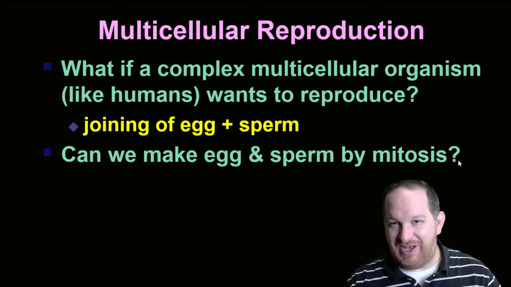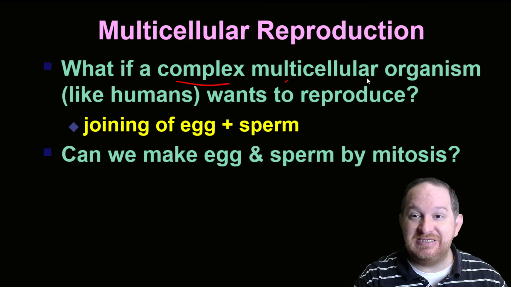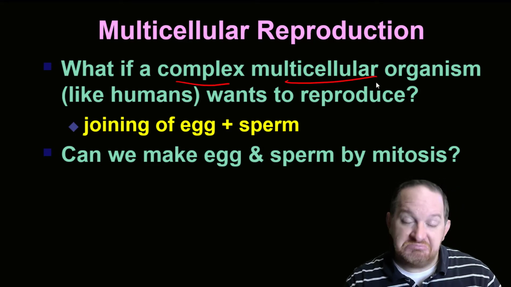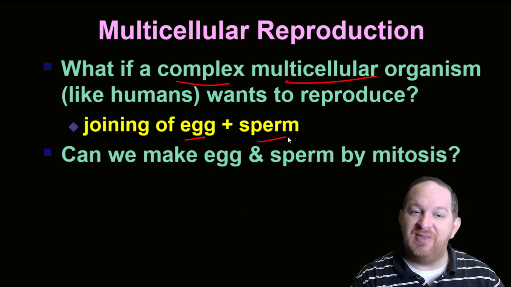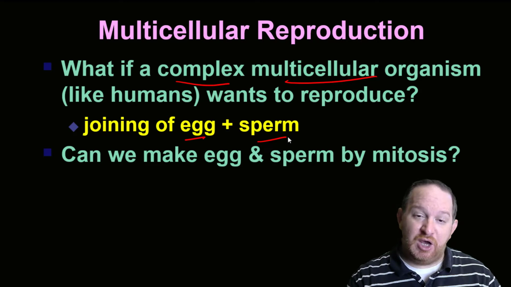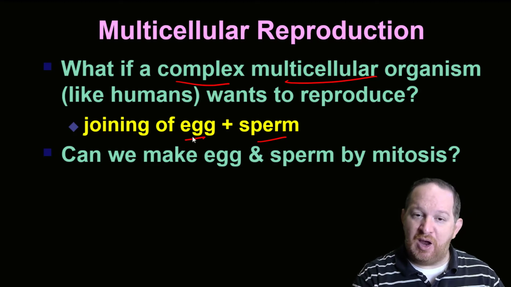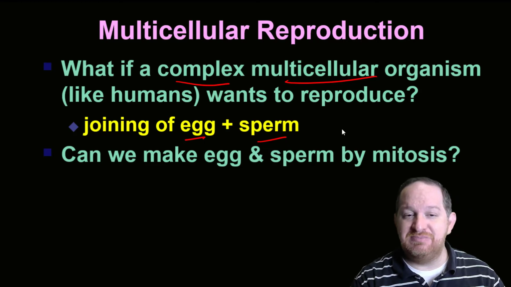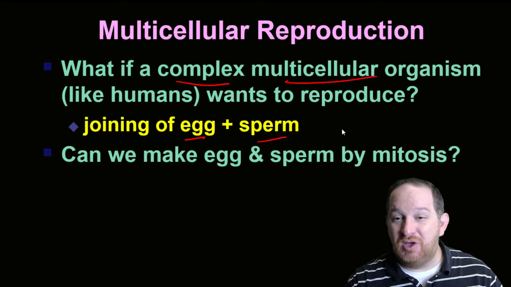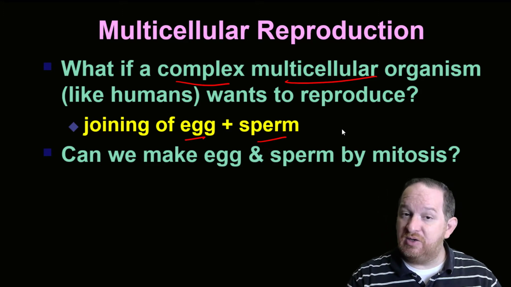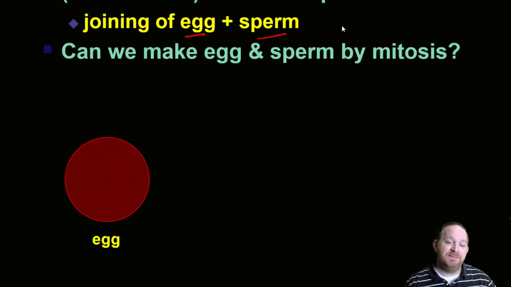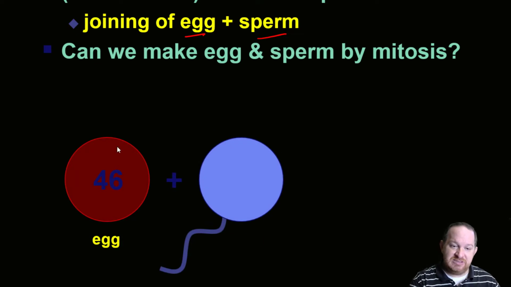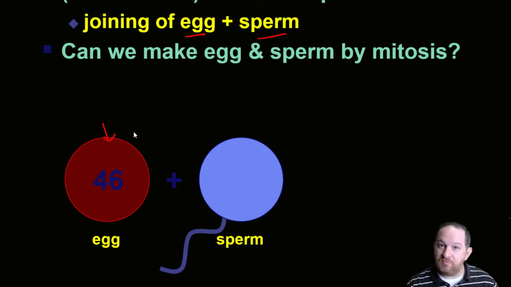Well, what about the rest of us? What about a complex multicellular organism like humans? How do we reproduce? Well, I sort of hinted in the first slide. It's all about that egg and the sperm. Okay, making egg and sperm together, right? We get one from mom, one from dad to make a baby. How does that happen? Can we do that by mitosis, right? Can we take one egg and have it undergo mitosis and make another egg? Well, let's think about that. So if your egg in humans has 46 chromosomes, right? In humans, we know we have 23 pairs, so 46 total.